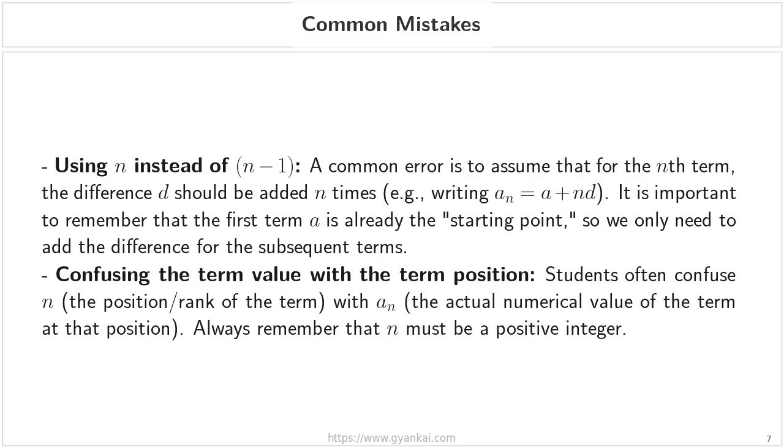Second, please be careful not to confuse the term value with the term position. This is a very frequent mistake. You must distinguish between n, which represents the position or the rank of the term in the sequence, and a sub n, which is the actual numerical value found at that position. For instance, if I ask for the 10th term, n is 10, but a sub n is the actual salary or number you calculate. And as a final reminder, n must always be a positive integer, as you cannot have a position like a negative number or a fraction in a sequence.